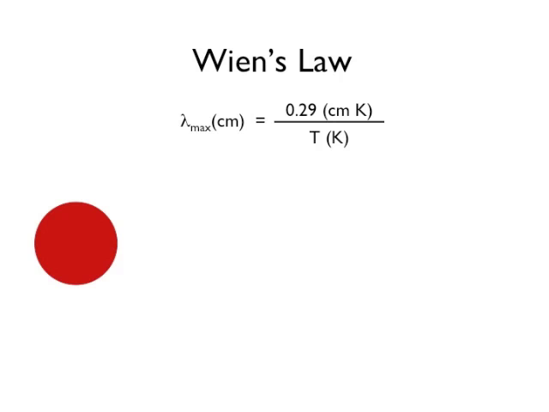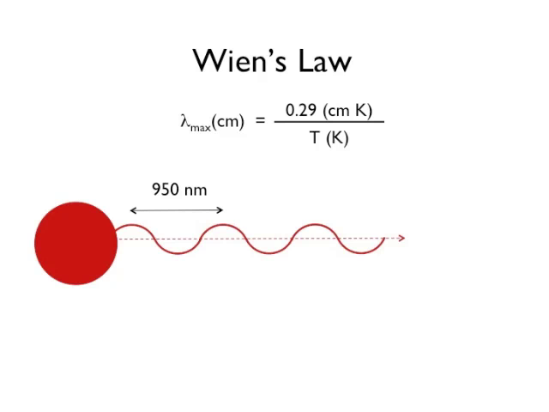Let's say you discover a star that is radiating most strongly at the infrared wavelength of 950 nanometers, and you want to use Wien's Law to determine the temperature of this star. If you solve the Wien's Law equation for T, you have T equals 0.29 over lambda max. But in this case, the peak wavelength is given in nanometers instead of centimeters, so we must convert.